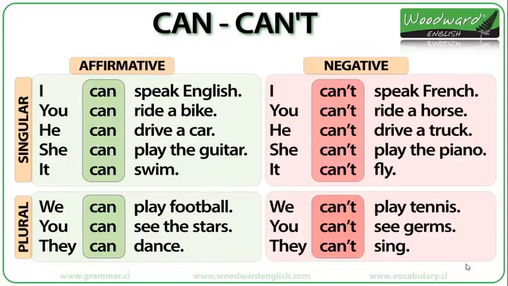Affirmative, negative, the same exercise which we have done earlier. I can speak English. I can't speak English. You can ride a bike. You can't ride a horse, right? It can swim. It can't fly. You can see the stars. You can't see germs. They can dance. They can't sing.